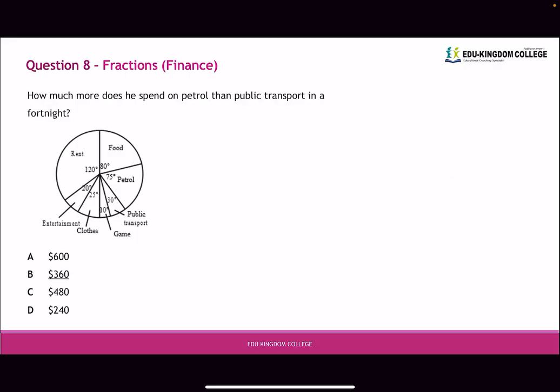Now question 8, we're using the same chart, slightly different question. So how much more does he spend on petrol than public transport? Well, petrol, he spends 75 degrees on. Public transport he spends 30 degrees on.